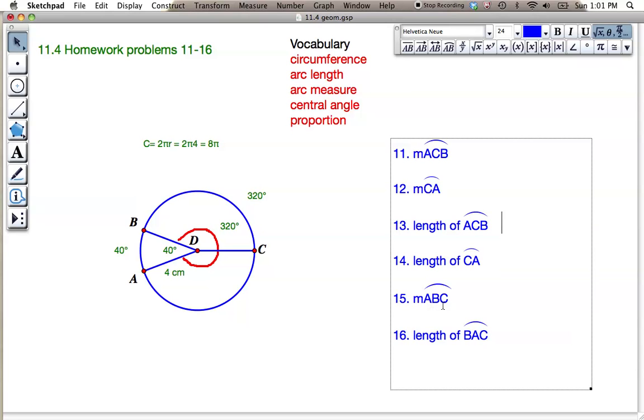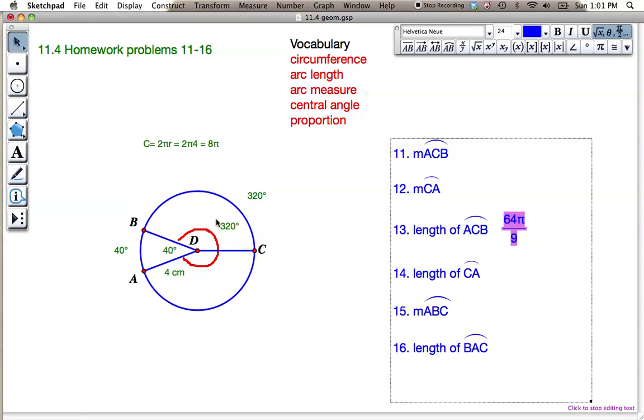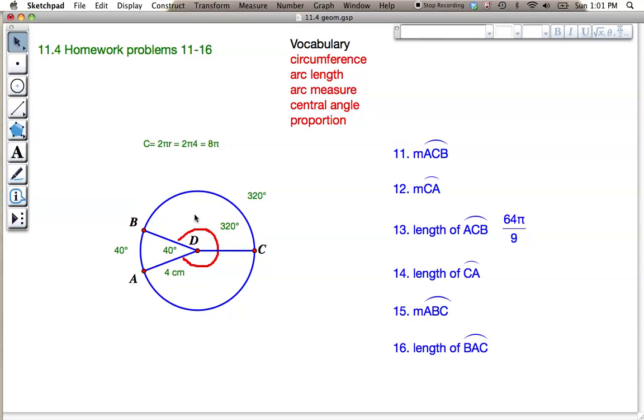For number 15, we're asked to find the measure of arc ABC. ABC is simply going to be 40 plus whatever arc BC is. So we determined earlier that arc BC is 160. So 40 plus 160 is 200. So ABC is 200.